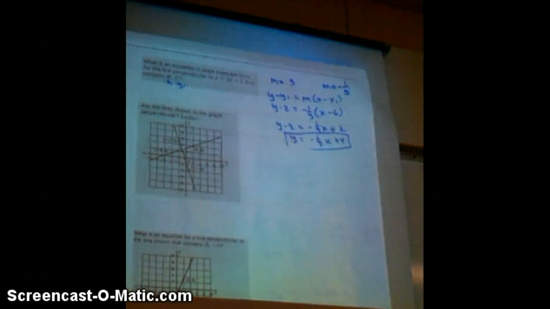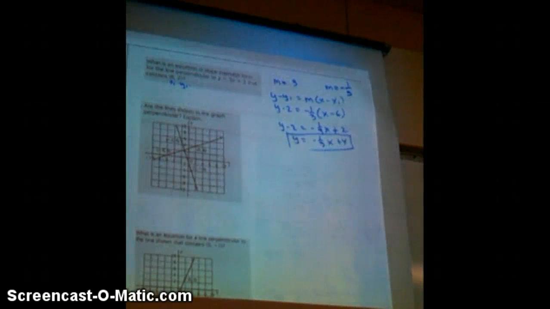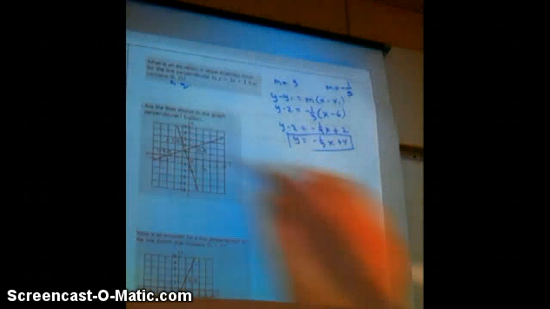Okay, are the lines on the graph perpendicular? How would we figure that out? What do we need to know if lines are perpendicular? We need to know their slopes. So we're going to find the slope of each line.